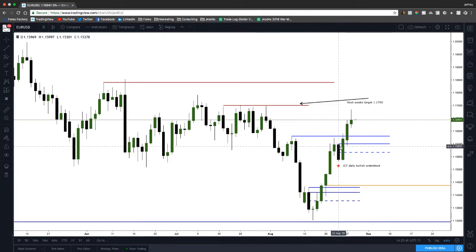Daily support is this ICT bullish order block. If they get back below 1565, which is the 50% level, well, then we know it's game over. Then they're going to take it lower. Then they may want to come back down into this order block. But while they're above that, they should find support here.